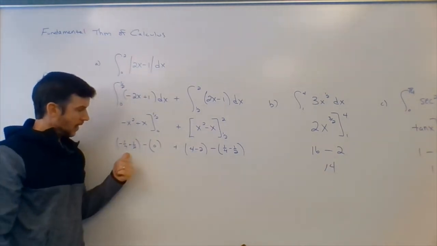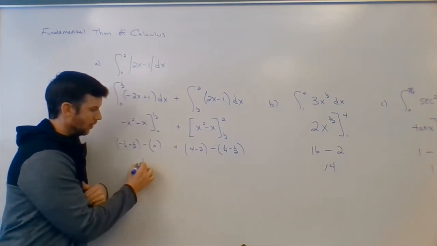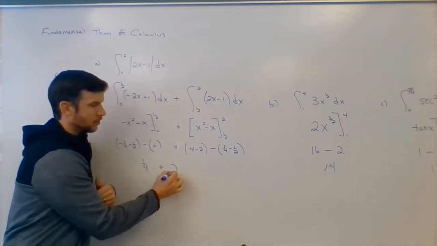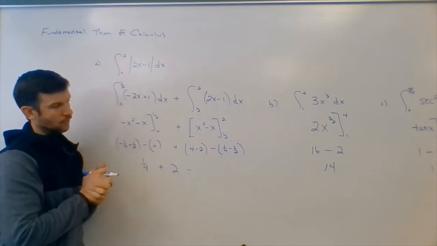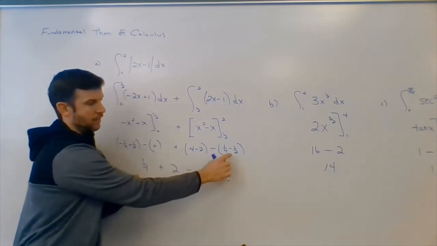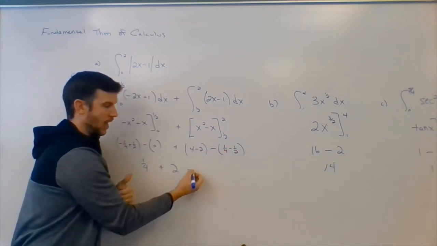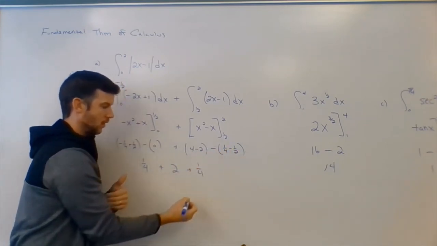This is a positive 1/4 plus 2 minus, let's see, 1/4 minus 2, that's negative 1/4, so minus negative 1/4. So we get 2.5.